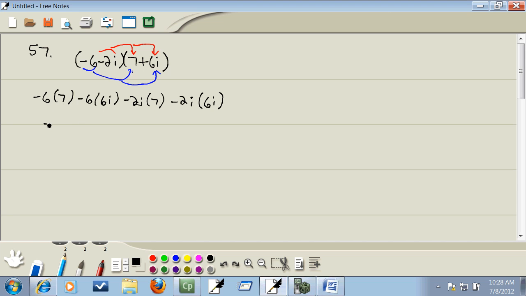Well, negative 6 times 7 is negative 42. Negative 6 times 6 gives us negative 36 with an i. Negative 2 times 7 is negative 14 with an i. And negative 2 times 6 gives us negative 12. And i times i gives us i squared. So we've got negative 42, negative 36i, and negative 14i. Combine those together because they're like items. What was that? Negative 50i?